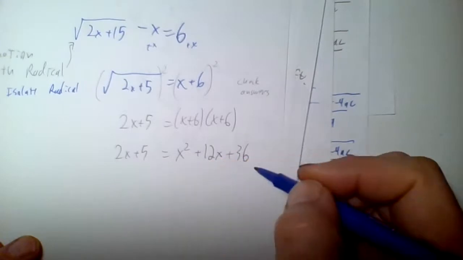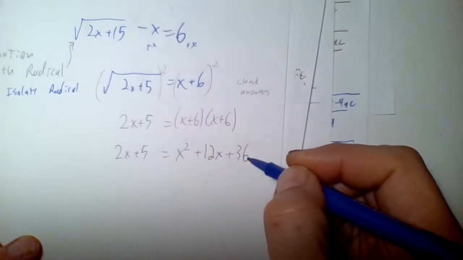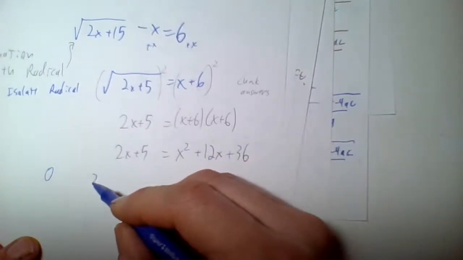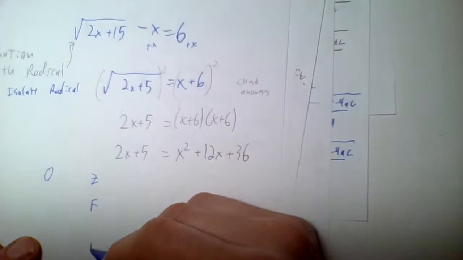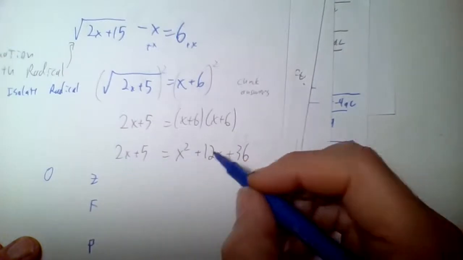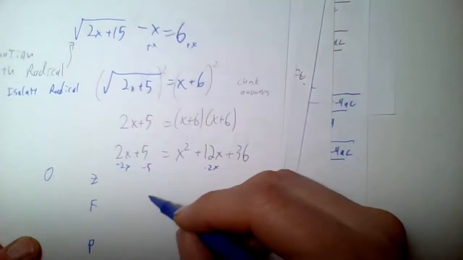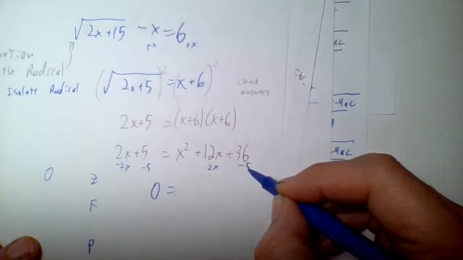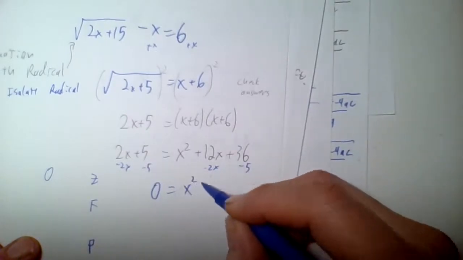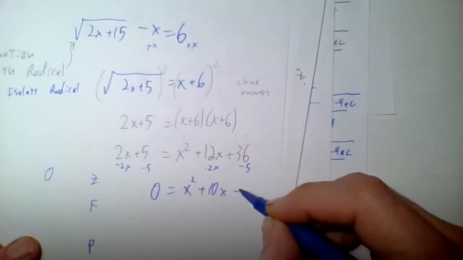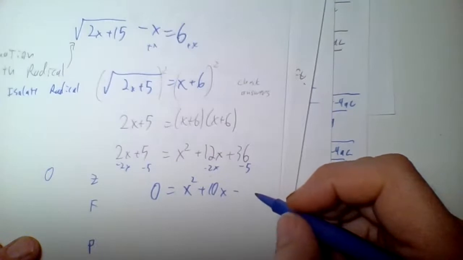And then you're thinking, oh, it's an equation with an x squared, an x term, and a number term. It's one of these quadratic equations. We want to get the zero and try to use the zero factor property. So I'm subtracting 2x, and I'm subtracting 5 to get 0, both sides. So I got x squared plus 10x plus 31.